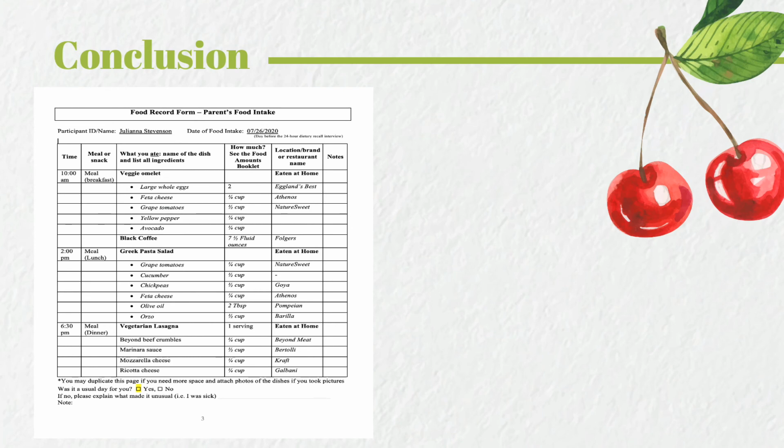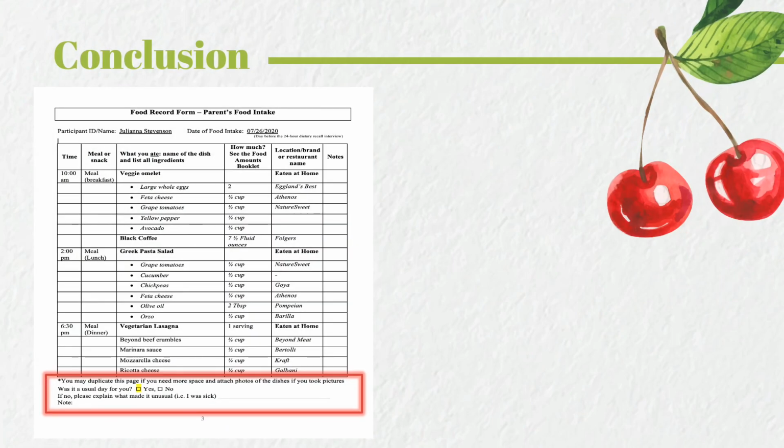This is an example of a fully completed dietary food log form. Each meal was listed properly with all the ingredients, the amounts, the brand, whether that meal was breakfast, lunch, or dinner, and the times. On the bottom of the food log, please mark if this was a usual day of eating for you, and if you have any comments to go along with that, please include those.